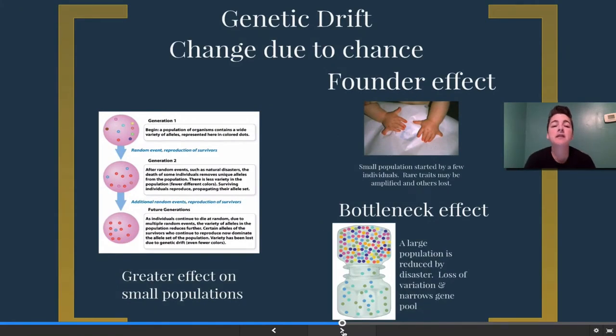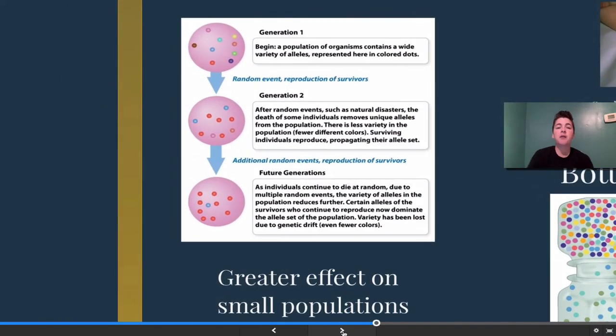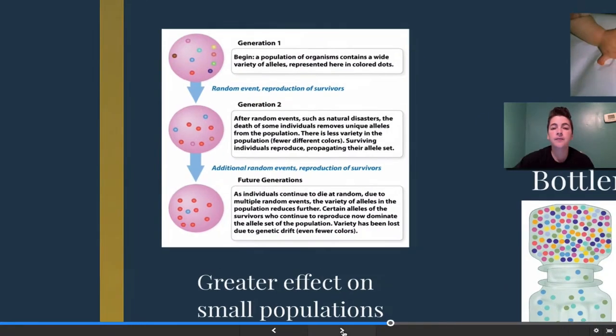Genetic drift is change due to chance. This has a greater effect on smaller populations. If we begin with a population with a wide variety of alleles and we have some random event, the survivors then reproduce. And then if there is another random event, it's going to decrease its variety and variation. So here our variety is lost.